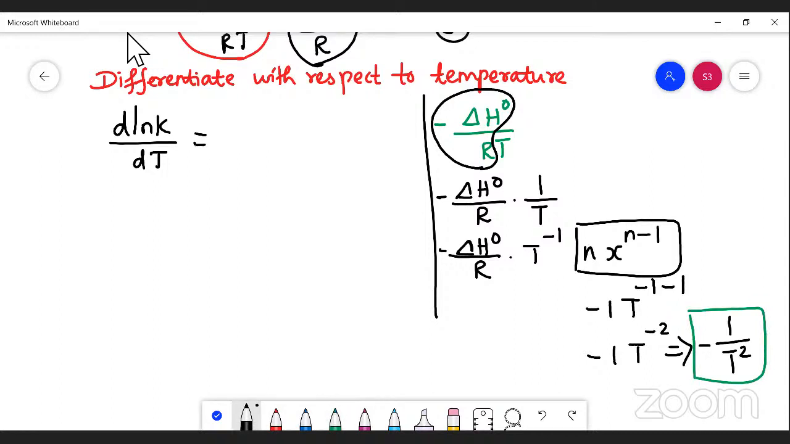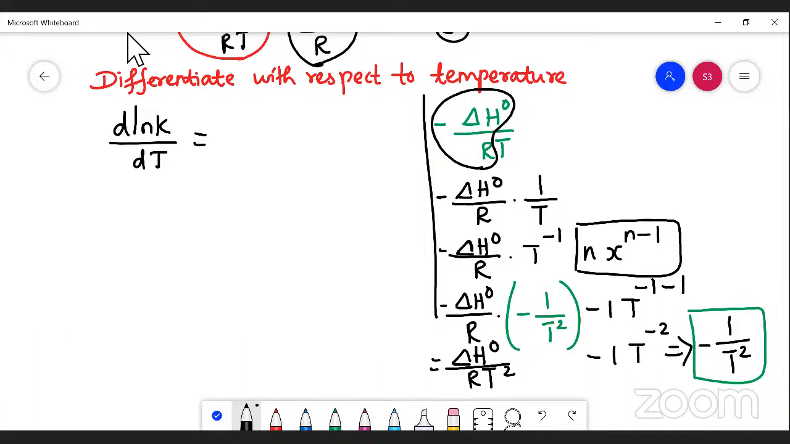Now if I substitute, here we already have minus del H naught by R into T the power minus 1. On differentiation you will get minus 1 by T square. On the whole, minus into minus will get cancelled, so del H naught divided by R, T square as it is. This is the one term differentiation. If you differentiate minus del H naught divided by RT, you end up with del H naught divided by RT square. So you should be clear with that step.